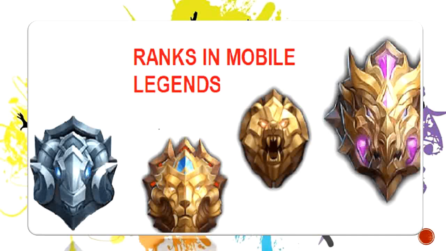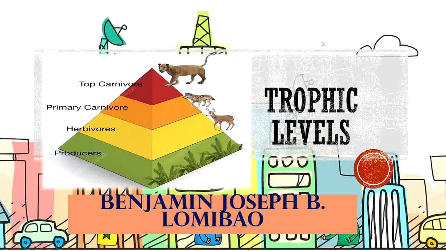But we're not going to be talking about ranks in a mobile game. Instead, we're going to be talking about ranks in the ecosystem, or in our system. So today, we're going to be talking about trophic levels. There you go. We have here what we call producers, herbivores, primary carnivore, and top carnivore. These are the things that we're going to be talking about.